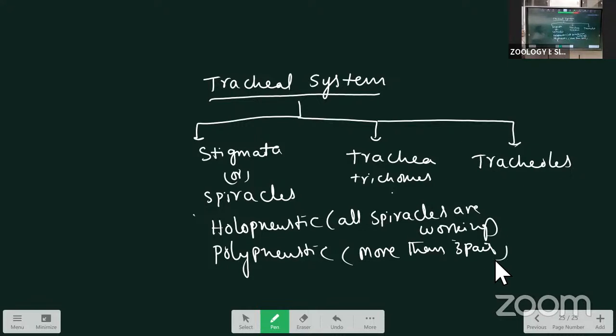This one is about the stigmata. Stigmata means the outer openings, of which there are 10 pairs in this: 2 are present in the thoracic region, and 8 are present in the abdominal region. Here this one is about the spiracles. I will draw the diagram, and first I will explain this briefly.